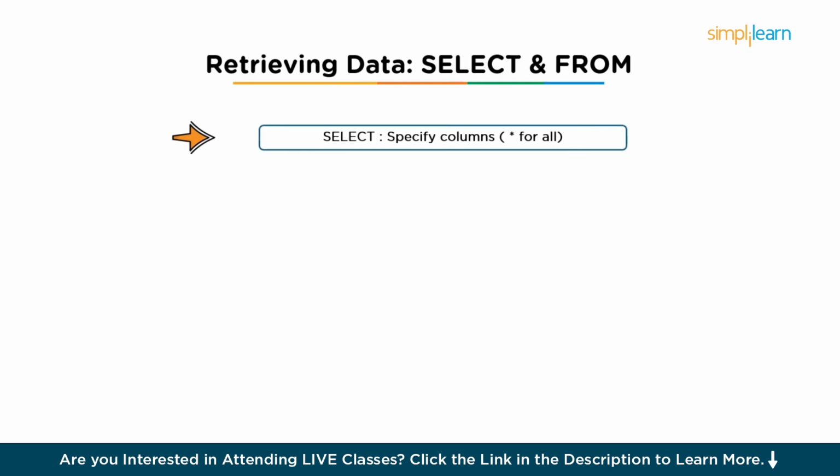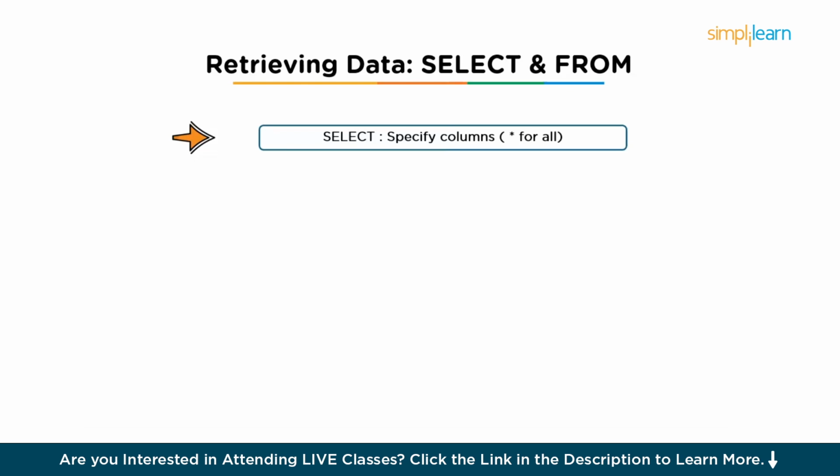The select statement is arguably the most frequently used command in SQL, as it's how we retrieve data from our database. It's our primary tool for asking the database, show me this information. You specify which columns you want to see. If you want all the columns from the table, you can use an asterisk. For example, select asterisk from customers would display every piece of information about every customer.